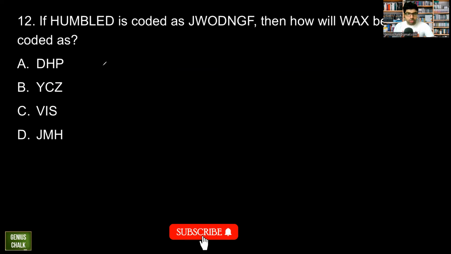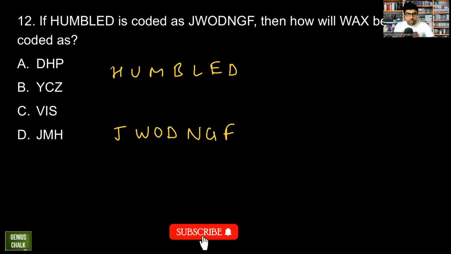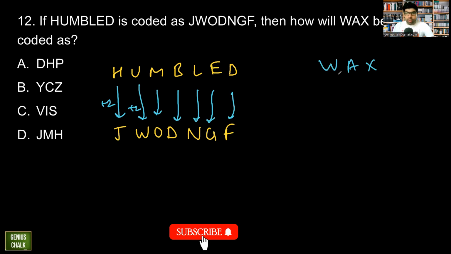So humbled is coded, let's write it first. And it is coded like JWODNGF. Okay, let's try HIJ UVW MNO BCD. Yeah, we can have a direct relation here. That is +2. HIJ +2, then UVW +2, MNO, BCD, LMN, EFG. So it's all +2. It's very simple. Now you can make it. Wax: W +2, WXY, ABC, XYZ. So YCZ is my answer.